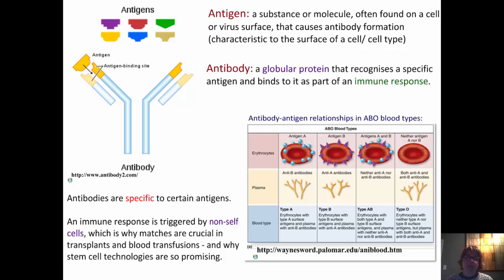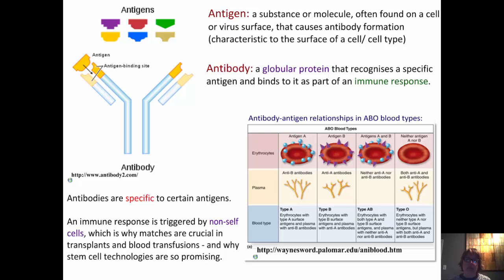So if you have an AB blood type, your blood cells produce both antigen A and antigen B. Because the anti-B antibodies would react with the B antigens and the anti-A antibodies would react with the A antigens, you're not going to produce either of those antibodies in your plasma. And then O blood type has neither antigen, no A antigens or B antigens, but because of that, they produce both the anti-A and anti-B antibodies.